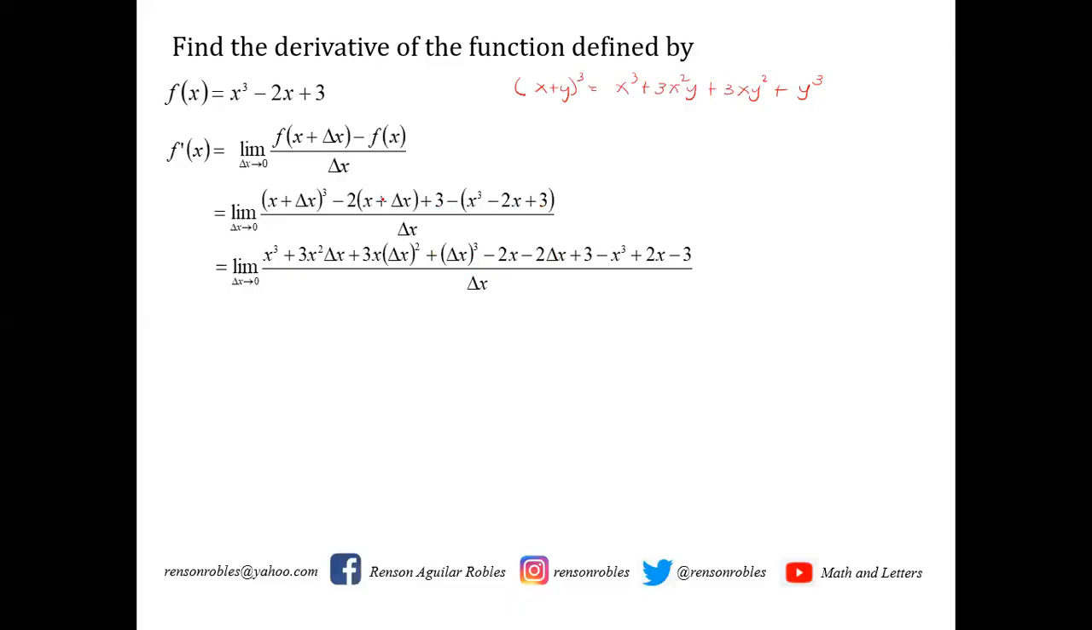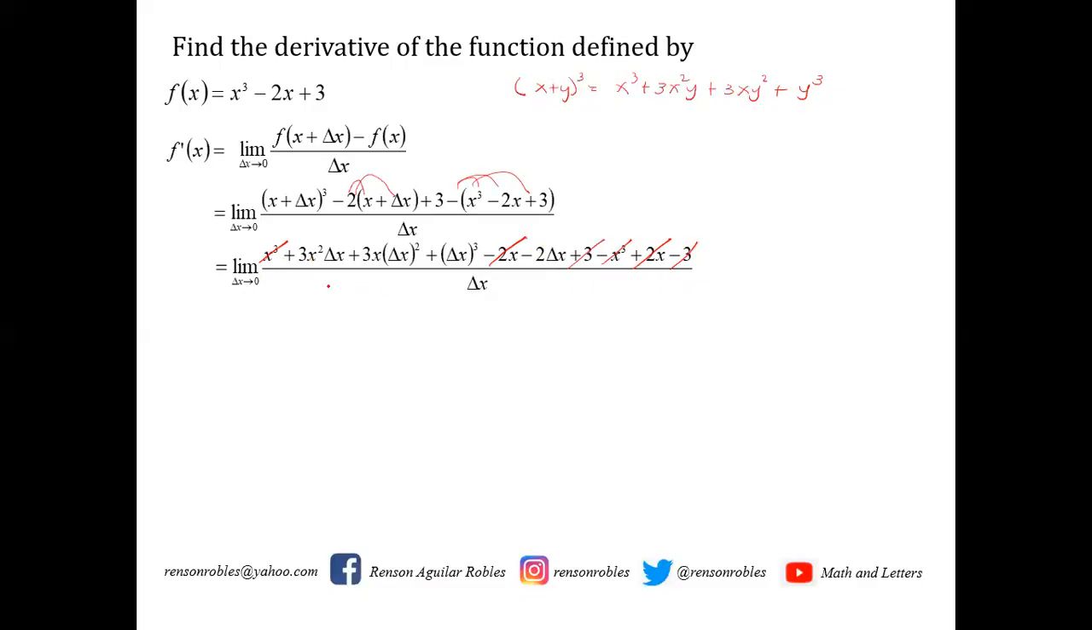And then simplifying further, we distribute the 2 to each term inside, so you will have negative 2x minus 2 delta x, then plus 3. Then you distribute the minus 1 to each term inside the parentheses, leaving you with negative x cubed, then positive 2x, and then negative 3. And then we shall combine similar terms. In this case, x cubed and negative x cubed will give us 0. Negative 2x and positive 2x will give us 0, along with positive 3 and negative 3.